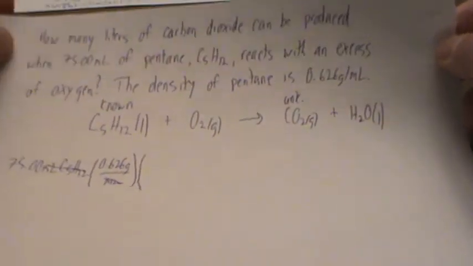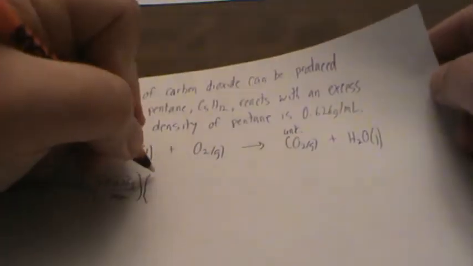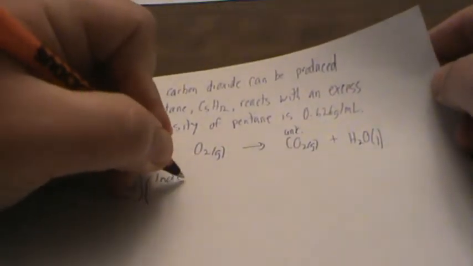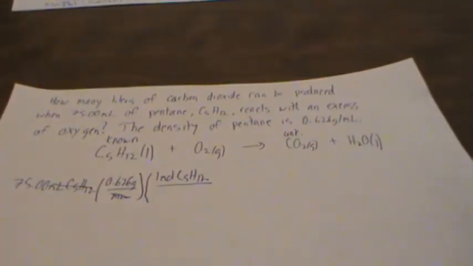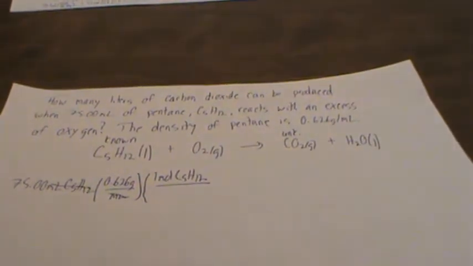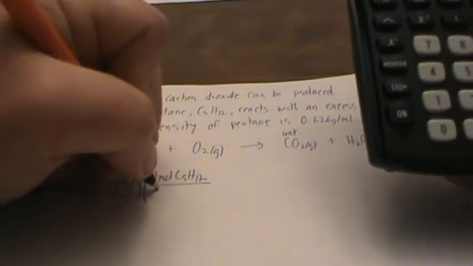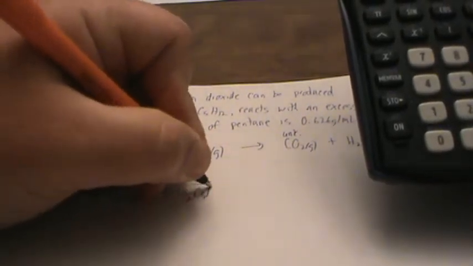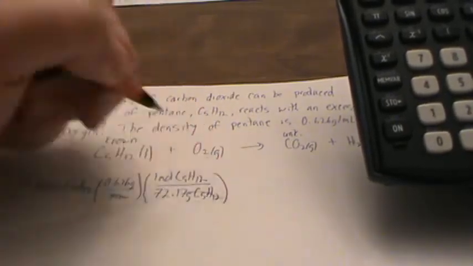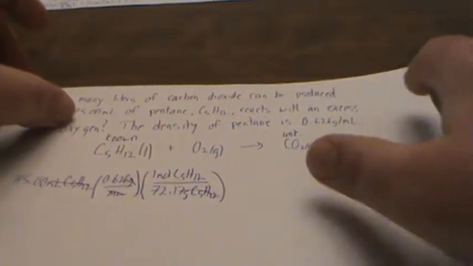So the next step in the process is to go to moles of known. So 1 mole of pentane, C5H12, over, and we need to figure out the molar mass of pentane. 5 times 12.1 plus 12 times 1.01, and I'm coming up with a mass of 72.17 grams. That would cancel out grams there.